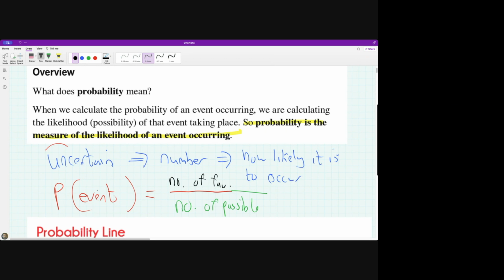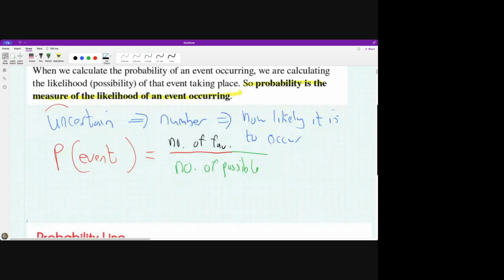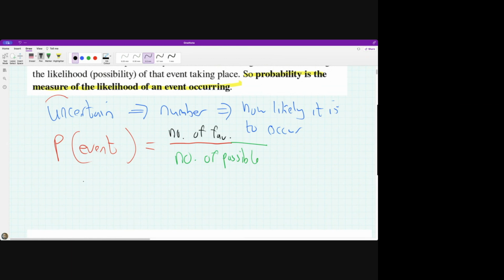A very famous example in probability is throwing a dice. There's this uncertain event, throwing a dice, and what we're interested in is throwing a 6. If we want to give that probability a number, how many possible outcomes are there if we throw the dice? There are 6 different outcomes. How many of them are favorable for throwing a 6? Only 1 out of 6. And so the probability of throwing a 6 is 1 out of 6 on a dice.